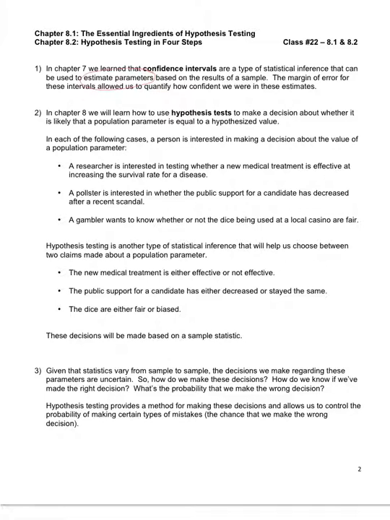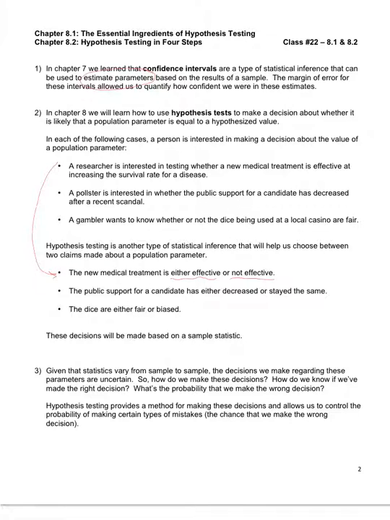Hypothesis testing is another type of statistical inference that will help us choose between 2 claims made about a population parameter. So for instance, that researcher up in number 1 is interested in whether the new medical treatment is either effective or not effective. So here are the 2 choices that person's going to be choosing between.